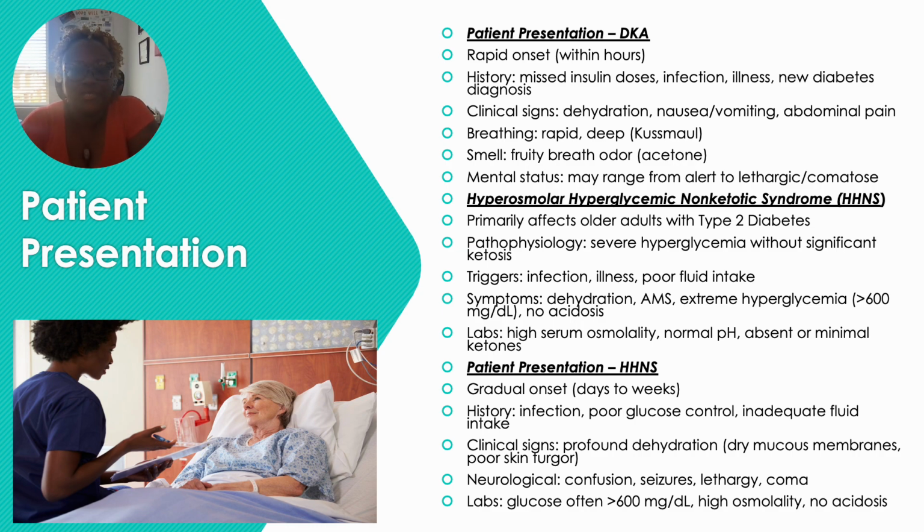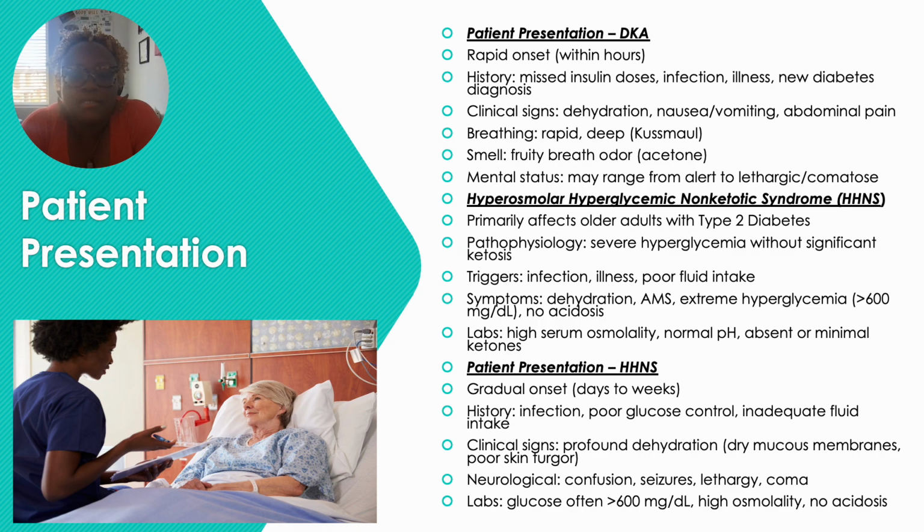How will our patient present? Some of the things we want to look out for, again, with the DKA, it's going to be a rapid onset within hours. When we do our history, we're going to find out that sometimes the patient is going to be saying they haven't been compliant with their medications or their insulins, that they may have an infection recently or an illness. Maybe the patient had just been diagnosed with diabetes and they lack the education on their medications or how to take insulin, how to store the insulin.